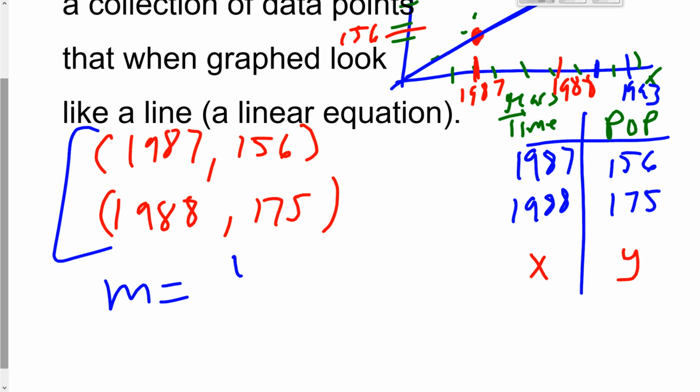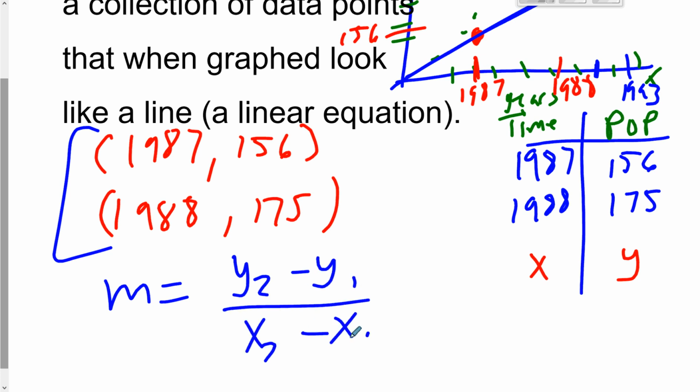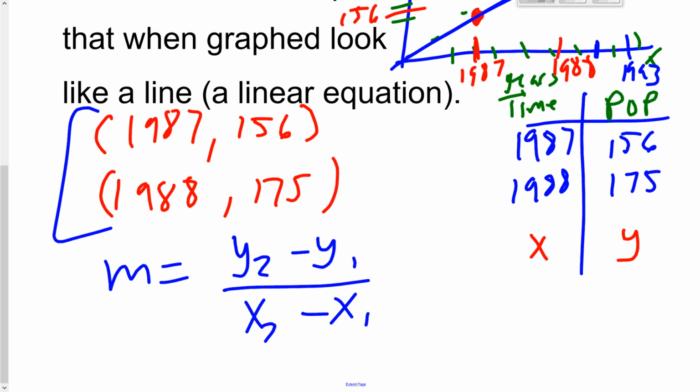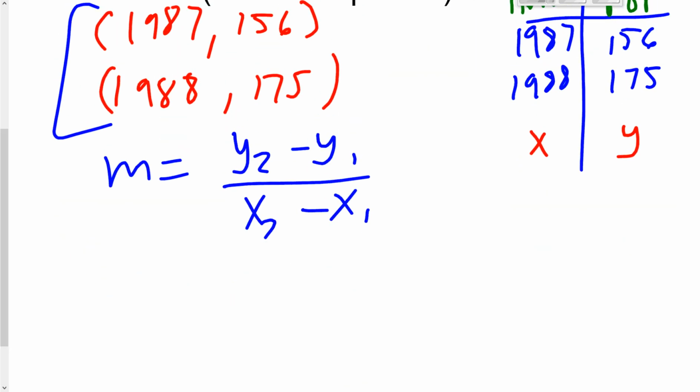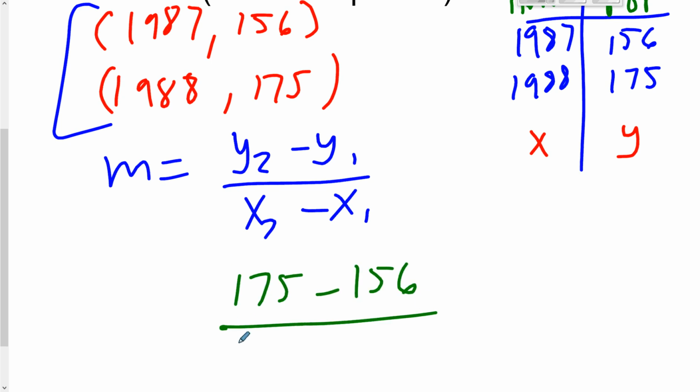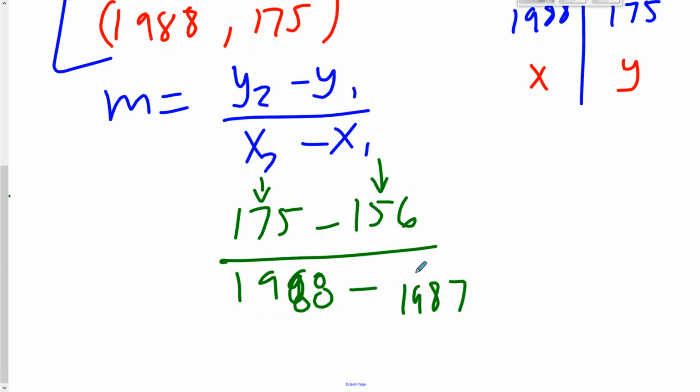And slope is y2 minus y1 over x2 minus x1. So here's a little bit bigger numbers, but that's okay. Don't let bigger numbers scare you. They're numbers too. So we have 175 minus 156 over 1988, sorry, minus 1987. Right, so this would be 1 point, this would be the second point. Again, you could switch those two sets, the denominators and numerators around, and that'd be fine, right?